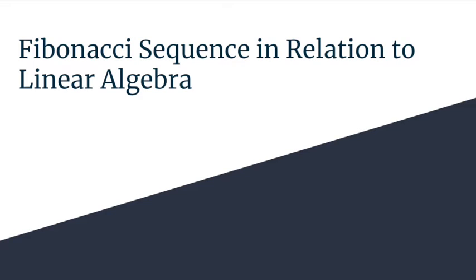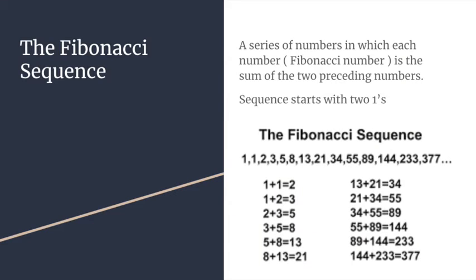Our group's project is the Fibonacci sequence in relation to linear algebra. The Fibonacci sequence is a series of numbers in which each number is the sum of the two preceding numbers. These numbers are called the Fibonacci numbers, and the sequence starts with two ones. As you can see from the image there, it shows the first few terms of the Fibonacci sequence.